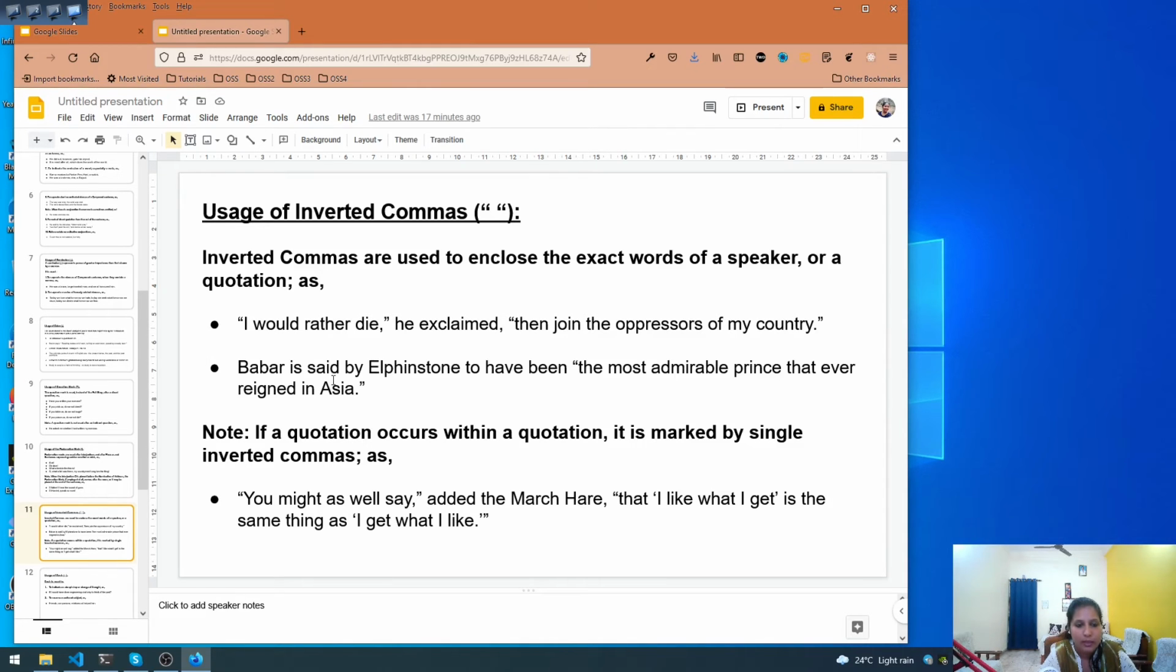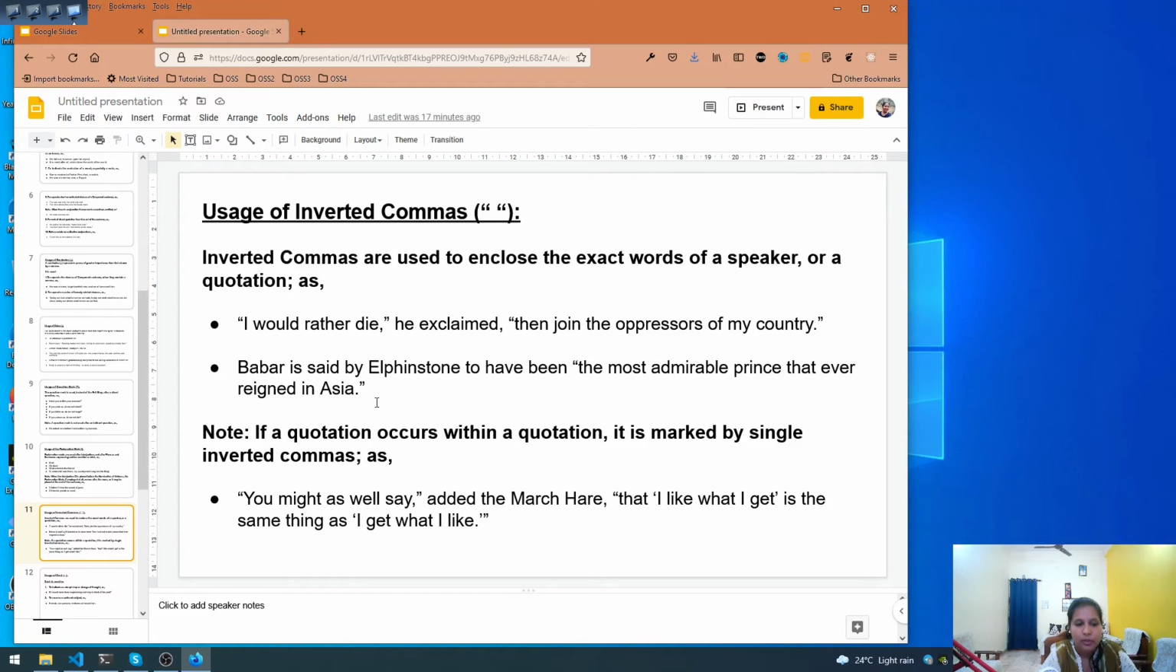Then, "Babar is said by Elphinstone to have been the most admirable prince that ever reigned in Asia." So Elphinstone said something about Babar, and these are the exact words told by Elphinstone, and that is why they are inside inverted commas.